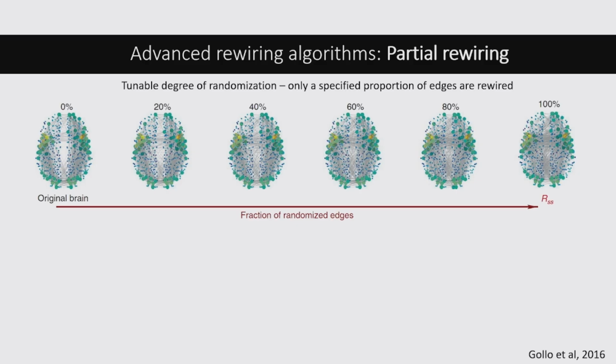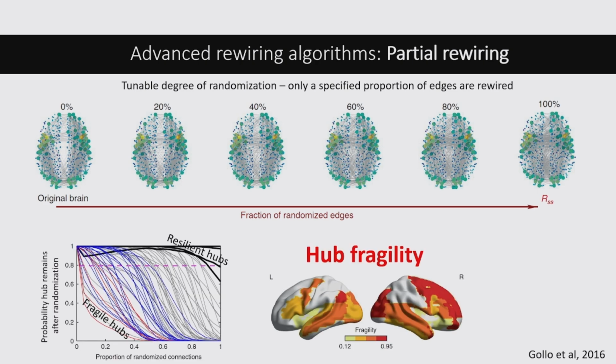Just very quickly to wrap things up, another approach is partial rewiring. The idea here is that rather than completely randomizing the network, we only randomize certain regions or canonical networks, or we only randomize a fraction of the edges. Some work by Golo looked at this in terms of the fragility of a hub. How much do we have to randomize the network before a hub is no longer a hub? If a hub deteriorates quite quickly, we say that it's a fragile hub. In contrast, if we really need to randomize most of the network before that hub gets knocked out, that hub is considered a resilient hub.